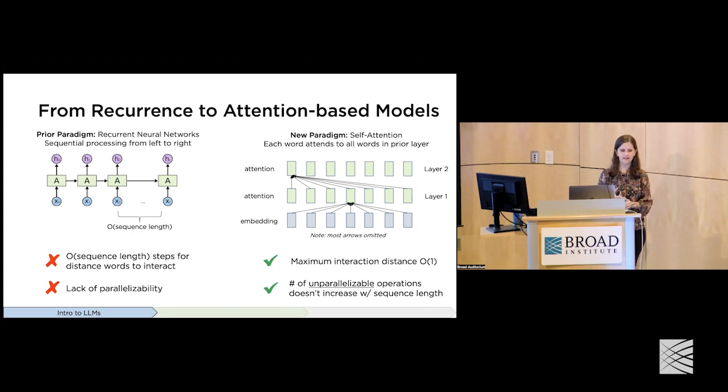Now, a huge benefit of this architecture is that the number of unparallelizable operations doesn't increase with sequence length, and emphasis there on unparallelizable. You can generate the representation of each word in a given layer at the same time.